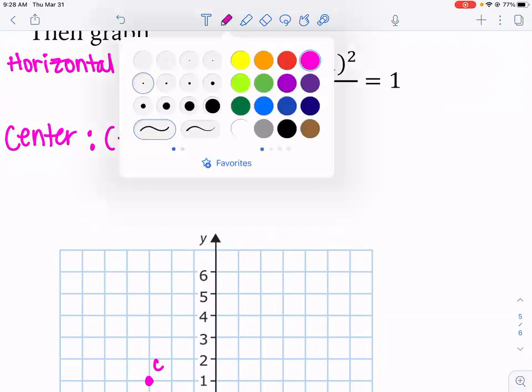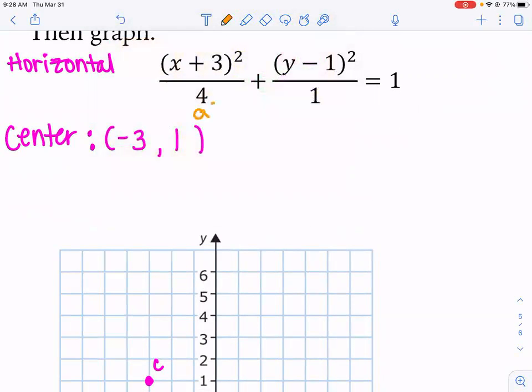Okay, now we've decided that 4 is a squared and 1 is b squared. So let's go ahead and make a note over here that a is 2 and b is 1. How did I get that? If a squared is 4, I took the square root to get 2. If b squared is 1, I took the square root to get 1. That's kind of boring though.